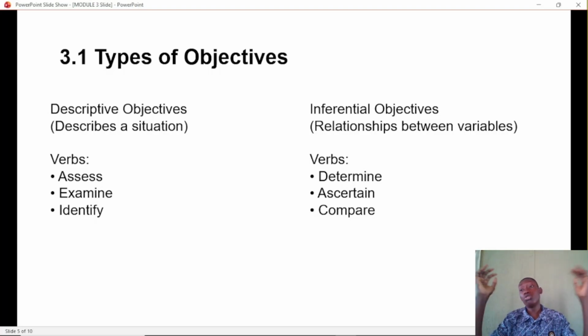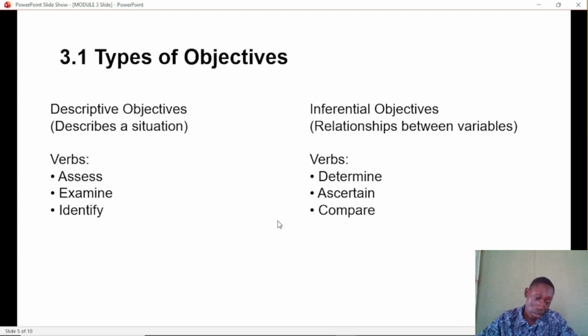The easiest way for you to identify an inferential objective is that it will have more than a variable, two or more. It will always have more than a variable. It will not be limited to just a variable. You know, descriptive objectives are just a variable. You will only see a variable there. While inferential, you will see two or more. It will always have more than one variable.